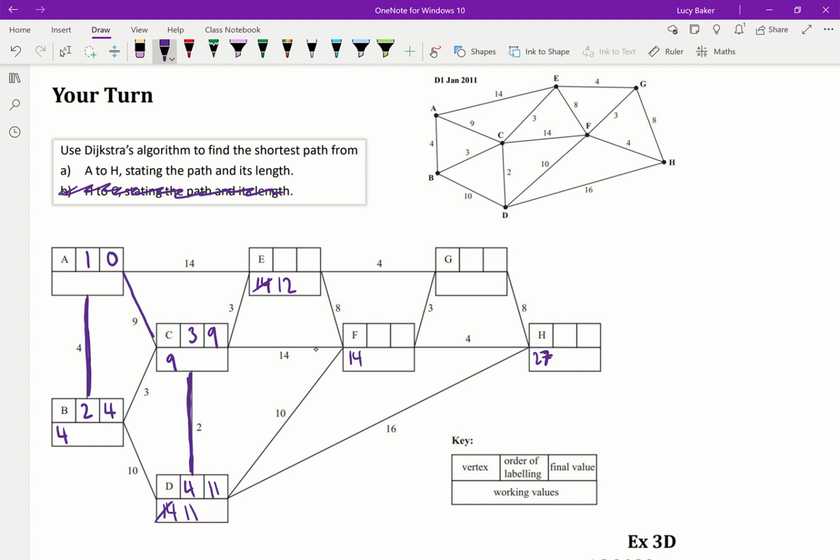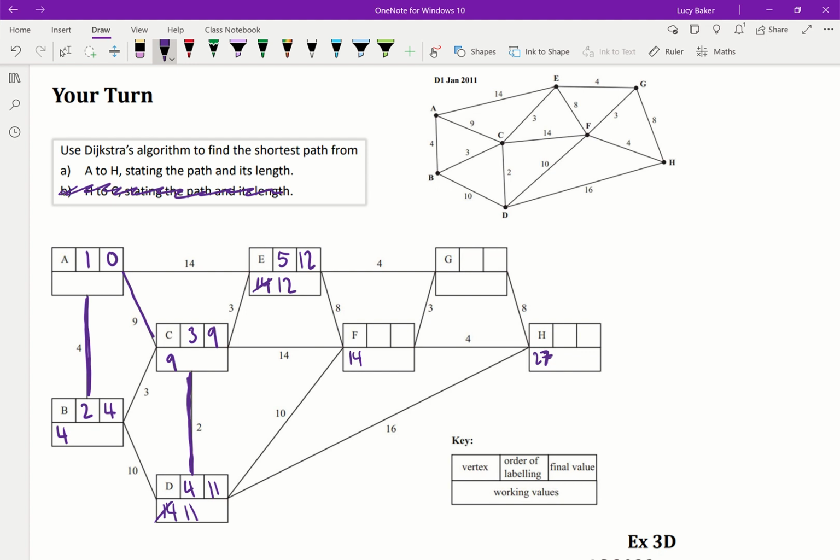So which unlabeled vertex has the closest distance from A is going to be E, because 12 is the smallest number. So E, I'm going to label it with a 5 because it's the 5th vertex, and the shortest distance from A is 12. From E, I can get back to F in a distance of 12 plus 8. That's 20. It's more than 14. So I'm not going to label that one.